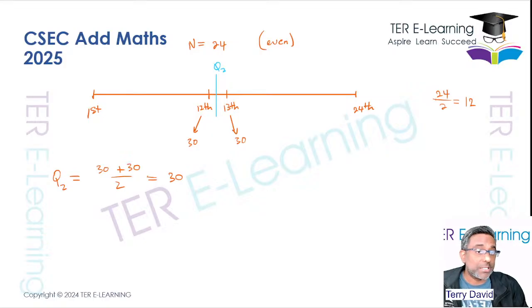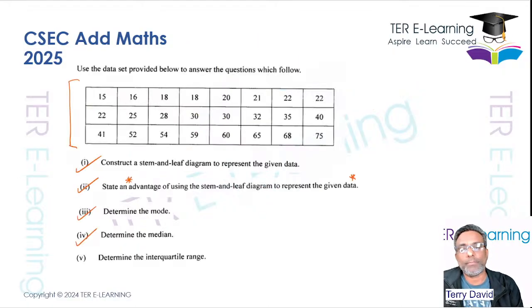Hope that's making sense. This diagram is very helpful when you're trying to work this out. So there's no exact middle, so I need to figure out what is my 12th and 13th data point. So that's Q2, that's your median. So this here is 30.